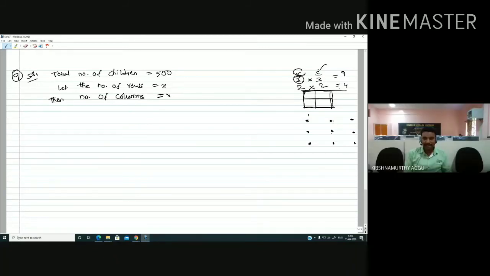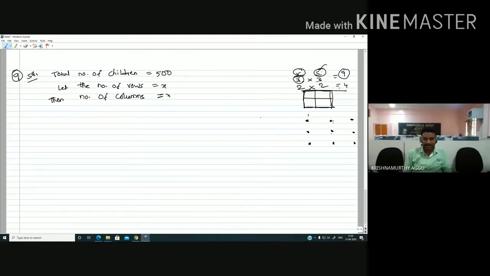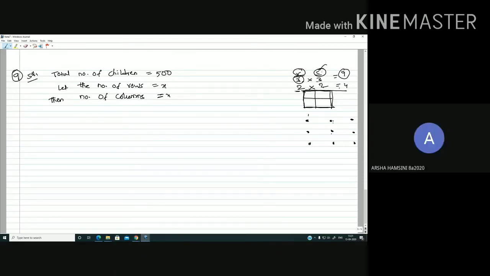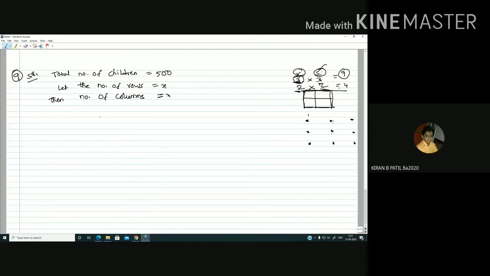If you multiply number of rows with number of columns, then you are going to get the total number of children. Here you observe number of rows equal to number of columns. Here 3, here 3. In the case of number of rows equal to number of columns, total number of students will be got by multiplying the number of rows with the number of columns. Clear? Yes, sir.